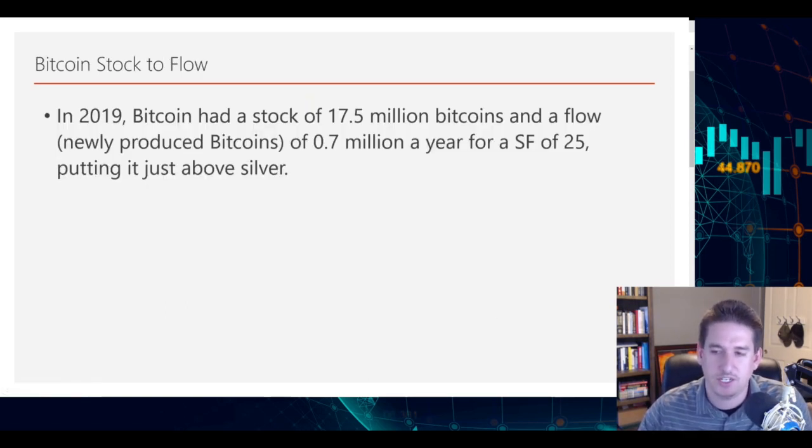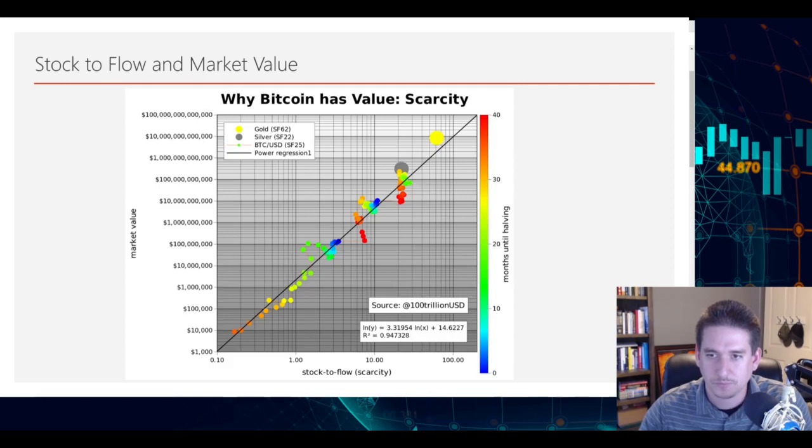So in 2019, when Plan B wrote this, the stock of Bitcoin was 17.5 million and had a flow, which is newly produced Bitcoins, of 0.7 million per year, which gave it a stock to flow of 25, which means its stock to flow was just slightly higher than silver, which meant it was a decent monetary good. And its ability to be a monetary good is only going to get better after every halvening.